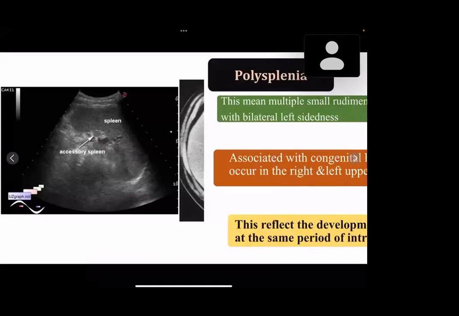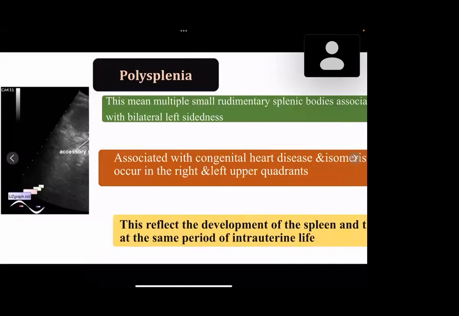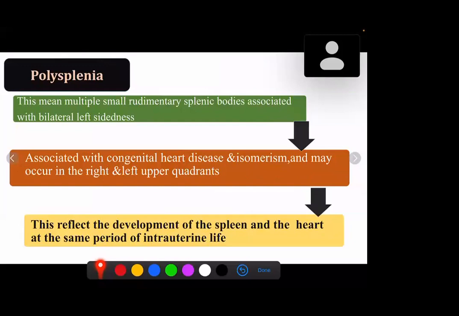Polysplenia, what is polysplenia? It means multiple small rudimentary splenic bodies and is associated with bilateral left-sidedness. And it is usually associated with congenital heart diseases and isomerism and may occur in the right and left upper quadrant. And this reflects the development of the spleen and the heart at the same time of intrauterine life.